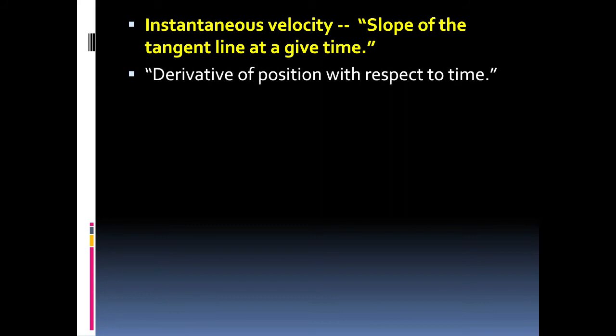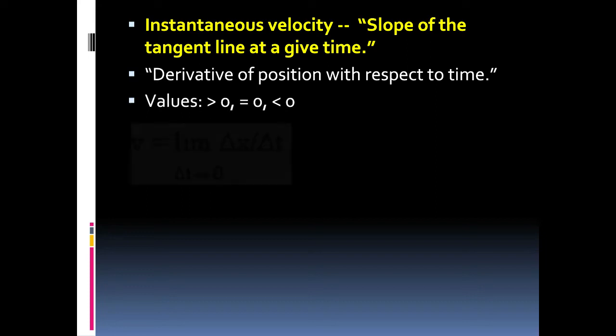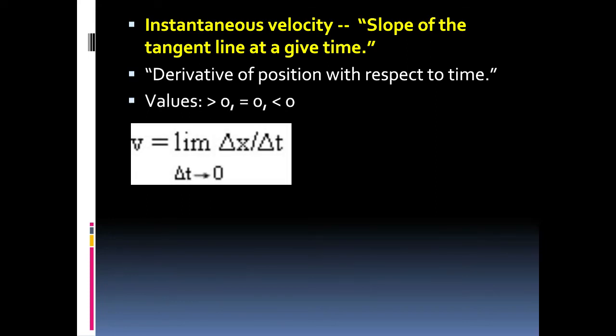The instantaneous velocity is the slope of the tangent line at a given time. It is a derivative of position with respect to time. When you jump into calculus, its value can be positive, negative, or zero. It is a limit. You would write the limit like this: v, instantaneous velocity, equals the limit of change in x over change in t as change in t approaches zero, as the time interval gets very, very small. If you haven't studied this yet, that's fine. We'll talk about it. We're going to do this graphically. This leads into taking derivatives, which you'll study in calculus. It's what a derivative looks like.